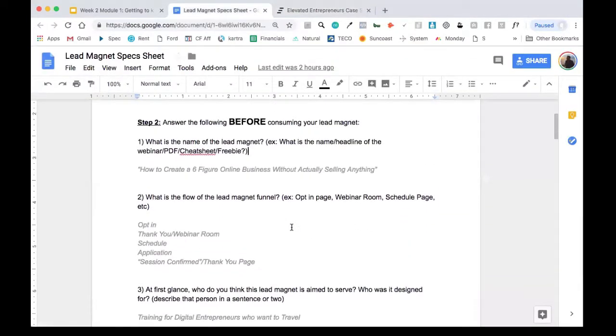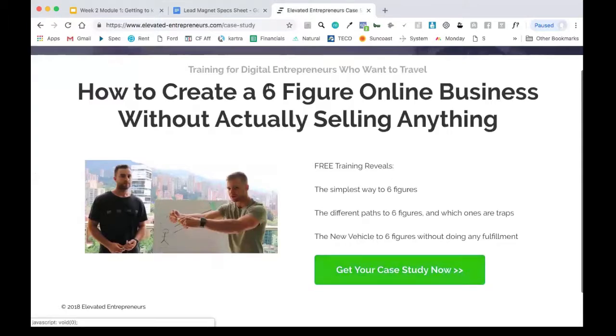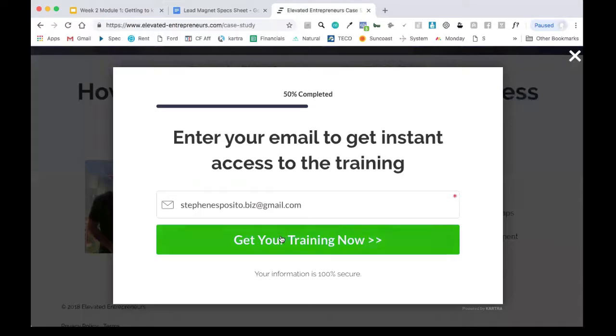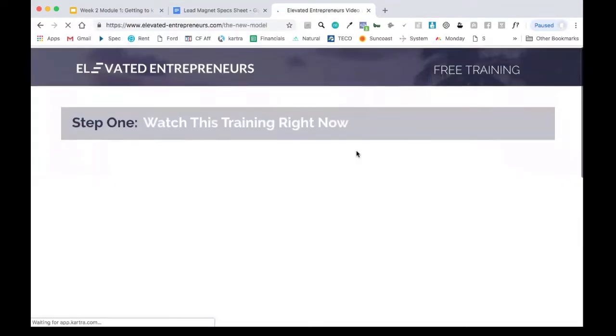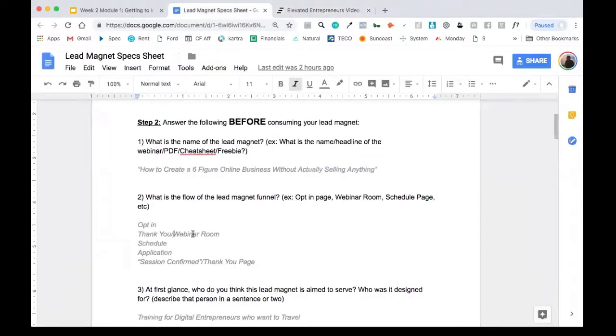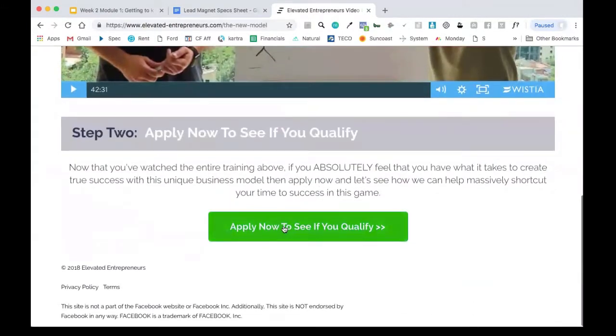Now, what's the flow of the funnel? This is important for understanding how somebody's going through the process, and it's good to have it mapped out. So for me personally, this is an opt-in page. That would be the first step, opt-in. And we'll go ahead and opt in. And then the next step is the training area, the webinar room. So basically the thank you page, the webinar room. And we'll go through again, apply now.